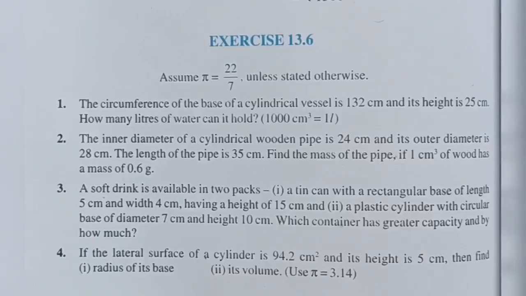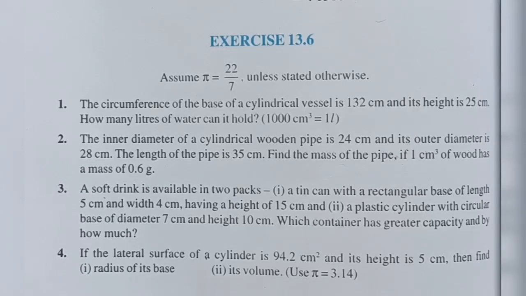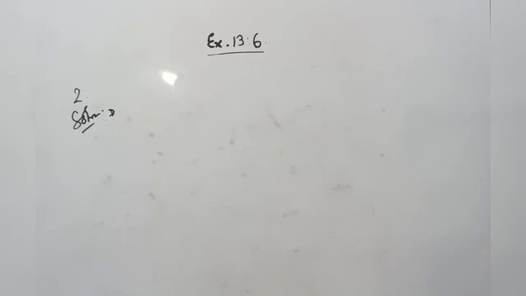Next, exercise 13.6, question number 2. The inner diameter of a cylindrical wood pipe is 24 centimeter and its outer diameter is 28 centimeter. The length of the pipe is 35 centimeter. Find the mass of the pipe if 1 centimeter cube of wood has a mass of 0.6 gram. So exercise 13.6, question number 2, solution.